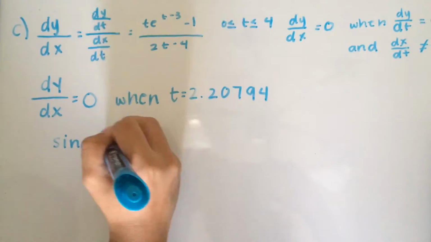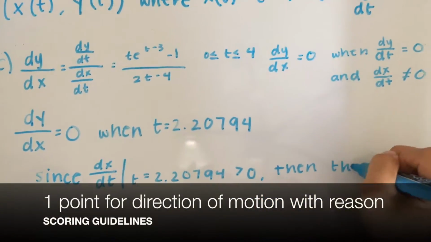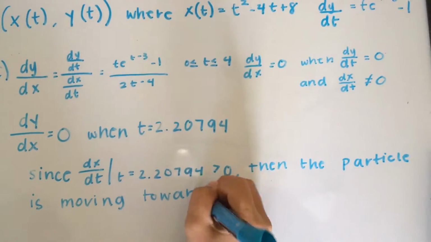If we plug the value that we found into x prime of t, we are given a positive value, and this allows us to conclude that the particle is moving toward the right.